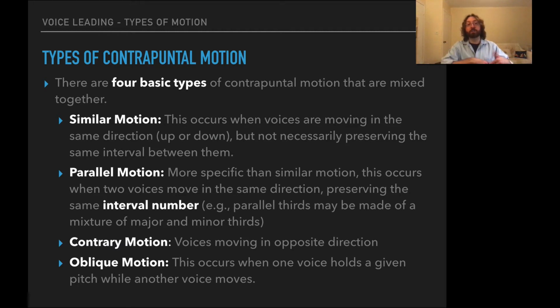Contrary motion is voices that move in opposite directions from each other. Doesn't matter what the interval is. If they're moving apart from each other, it's contrary motion. And then there's oblique motion. This occurs when one voice holds a pitch while another voice moves around it.